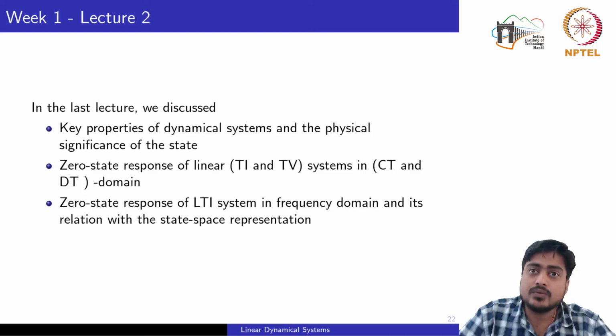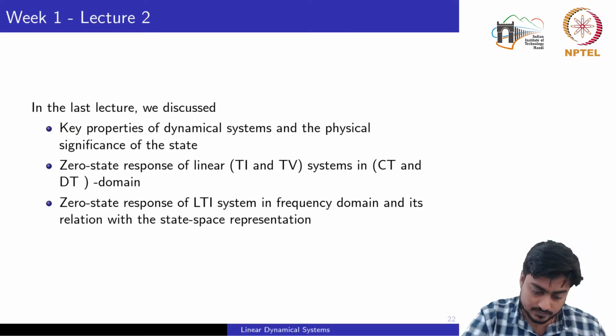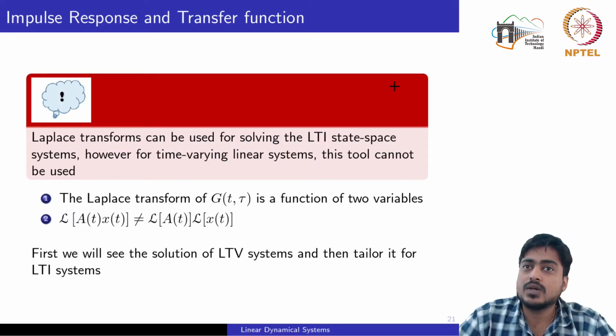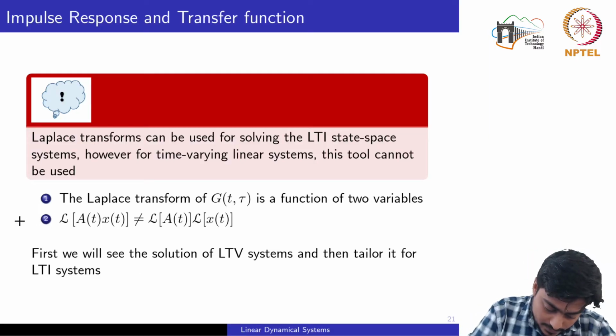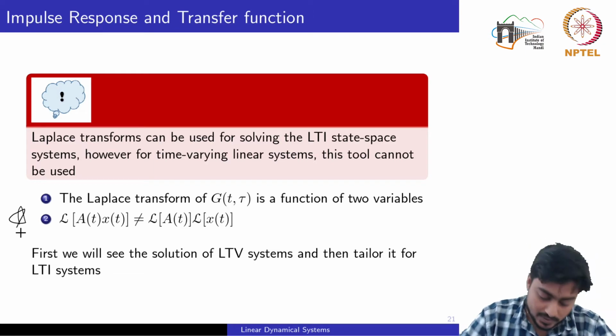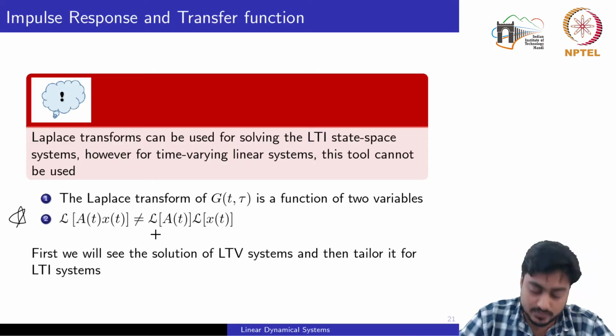The major issue where we stopped in the last lecture is the solution of the time varying system. There were two issues in computing the solution of the time varying system. First, the Laplace transform of the function g(t, tau) would now be a function of two variables. And the major issue is the second point, where the Laplace transform of the multiplication of the time varying matrix A(t) into the vector x(t) is not equal to the product of their individual Laplace transforms.